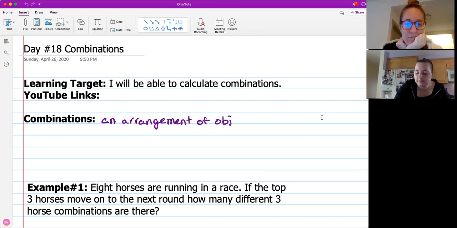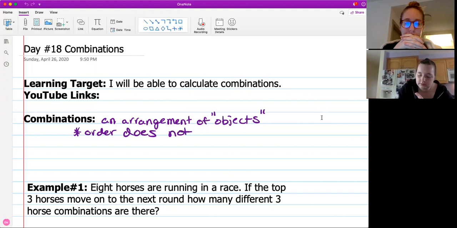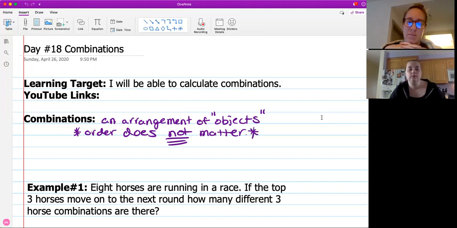The big difference from yesterday, so yesterday with permutations, order mattered. So when you had the horses running in the race, it mattered who came in first, second, or third. The difference today is that order does not matter. So for a combination, order does not matter. That is the big difference between permutations and combinations. With a combination, order doesn't matter. With a permutation, the order of the objects does matter.